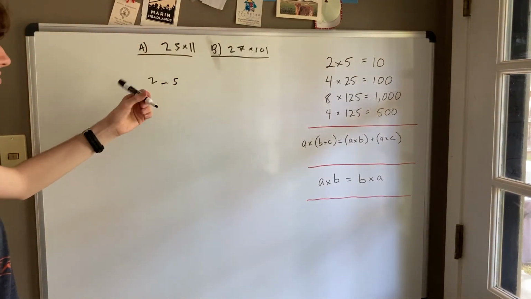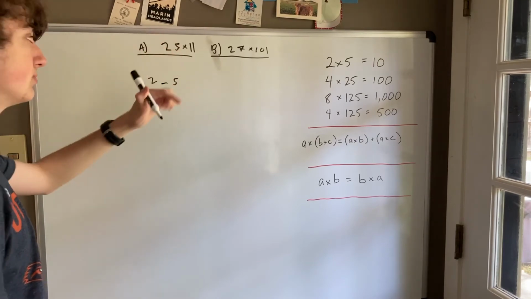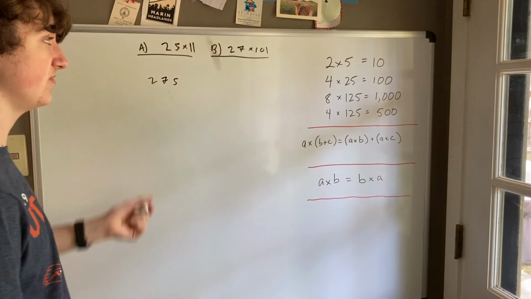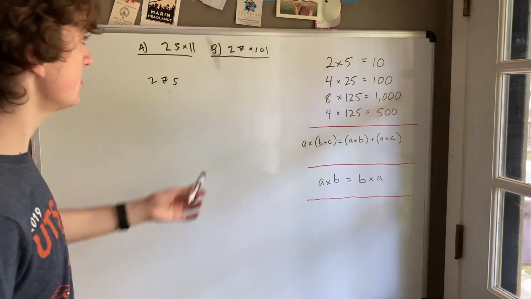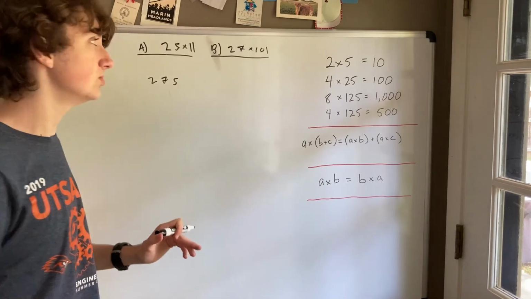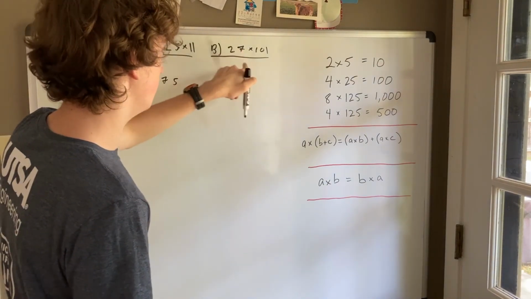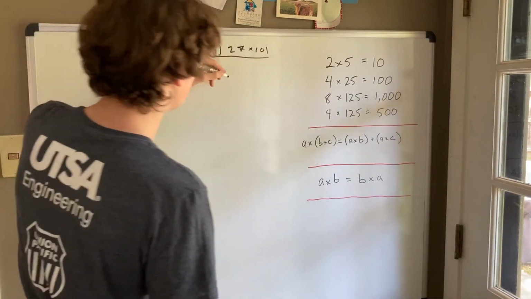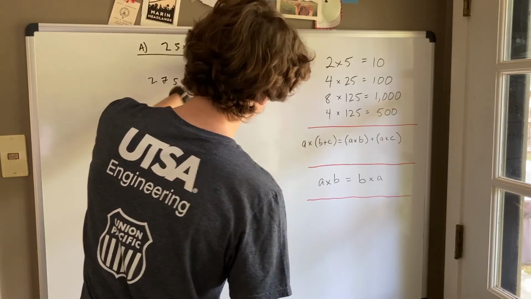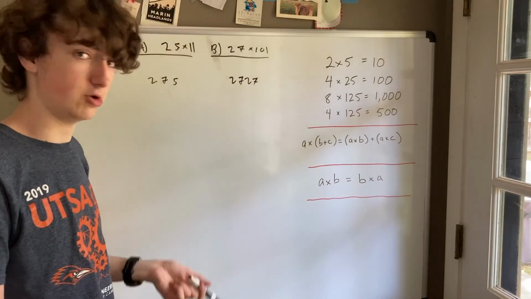Now, all you have to do for the middle digit is add the two numbers together and you'll have the number. So it's just 275, very simple. The second thing is 27 times 101. This one's even simpler. All you have to do is just put this number behind it. 27 times 101 is just 2,727. 2727, just like that, super simple.